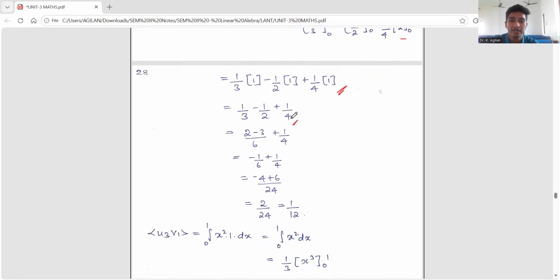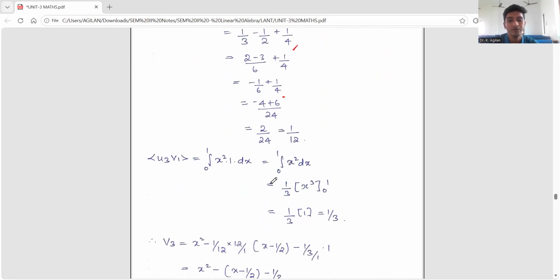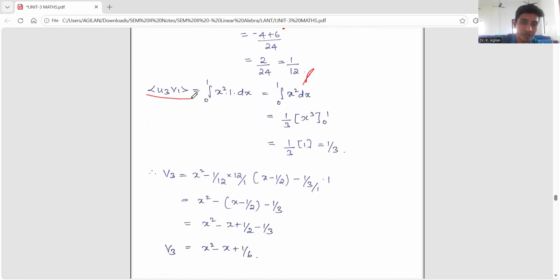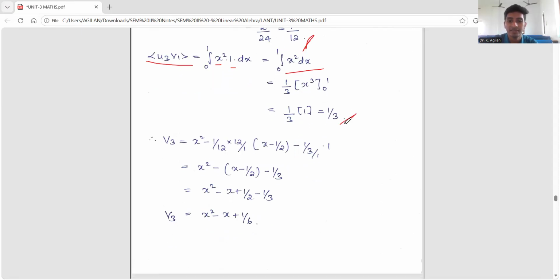And here, what will the LCM be? It is 24 only. So initially multiply these two: 2 into 3, 2 into 2, 3 into 3, 2 minus 3 divided by 6 plus 1 by 4. Then 24 is a common factor, so 4 plus 6 minus 4 plus 6 over 24. So finally we found the answer as 1 by 12. Similarly, the inner product of u3 comma v1: this is u3 and this is v1. It is a simple integration only. The final answer is 1 by 3.